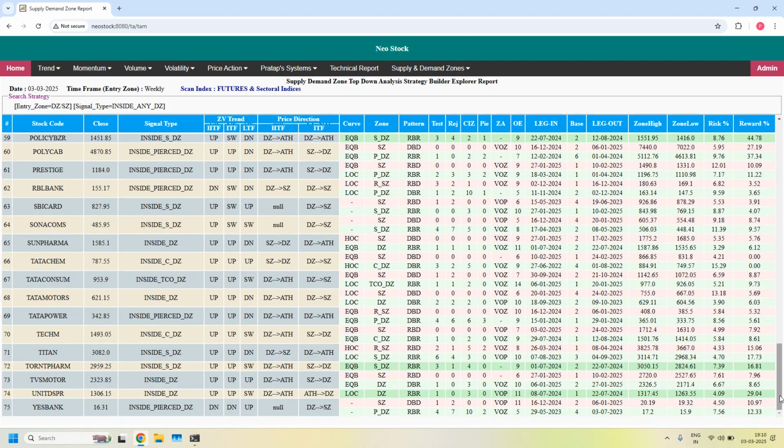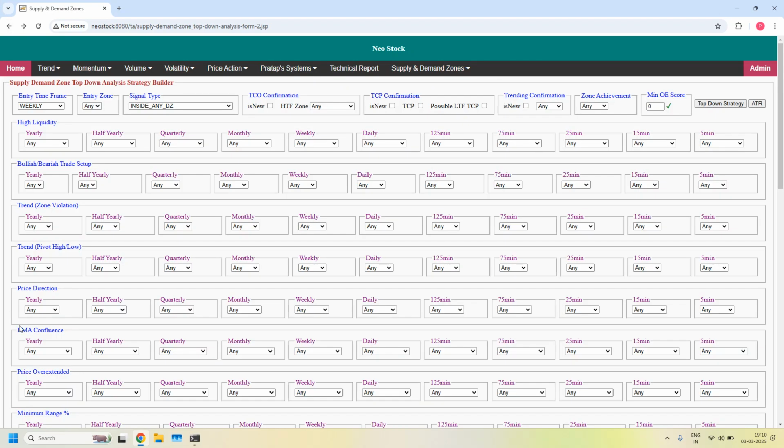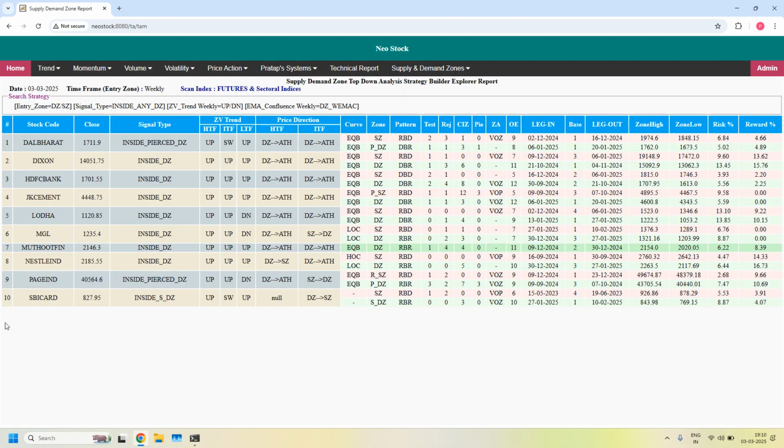We can further filter based on the EMA confluence. How many of these weekly demand zones are having weekly EMA confluence? So in the weekly time frame, setting the filter weekly demand zone with weekly EMA confluence, and trend on the weekly should not be sideways. It can be up or down. With these filters, the list has come down to 10 stocks. These 10 weekly demand zones are having weekly EMA confluence. Price closed inside the weekly demand zone.